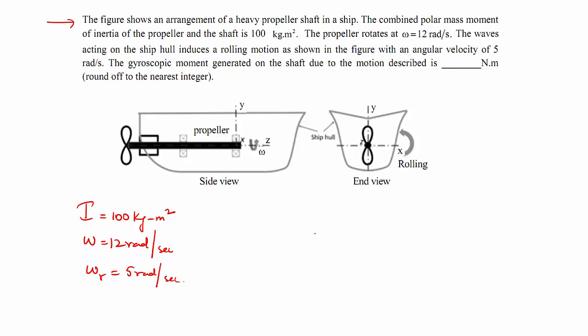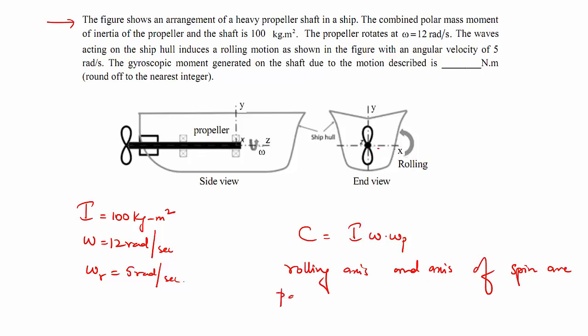So here in gyroscopic couple, C is equal to I omega omega p. I is a constant, but omega and omega p are two different angular velocities and it is their cross product. Here the rolling axis and the axis of spin are parallel. So C will be equal to 0.